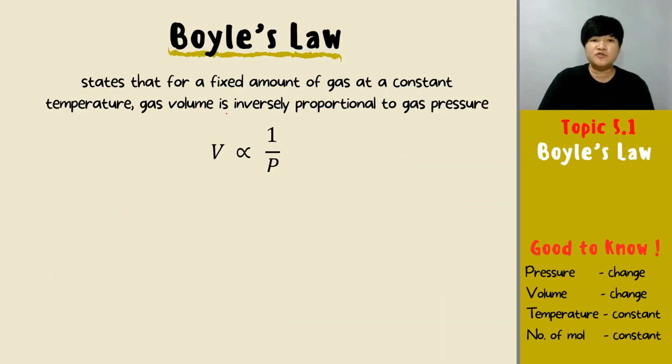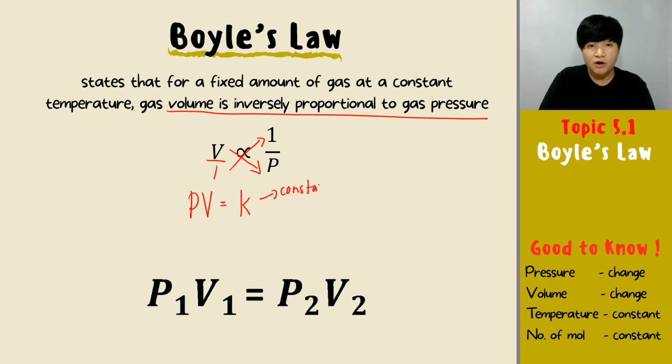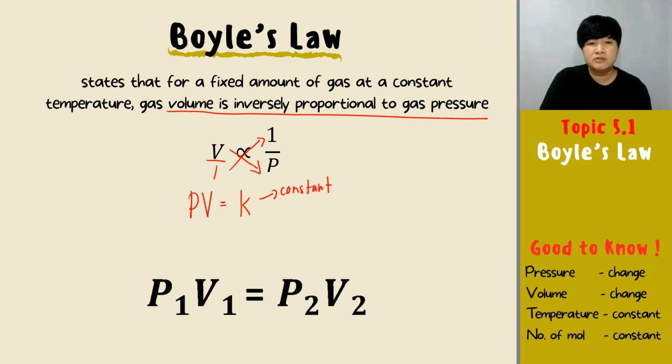Since we agree that your volume is inversely proportional to the pressure, you have V inversely proportional to P, looking like this. And why does the formula of Boyle's law look something like this? Simple. You are going to multiply them and cross them like this. So you will have your PV equals to K. K is a constant that you can ignore. So when you multiply them cross like that, your pressure will multiply by the volume, so you have your PV.